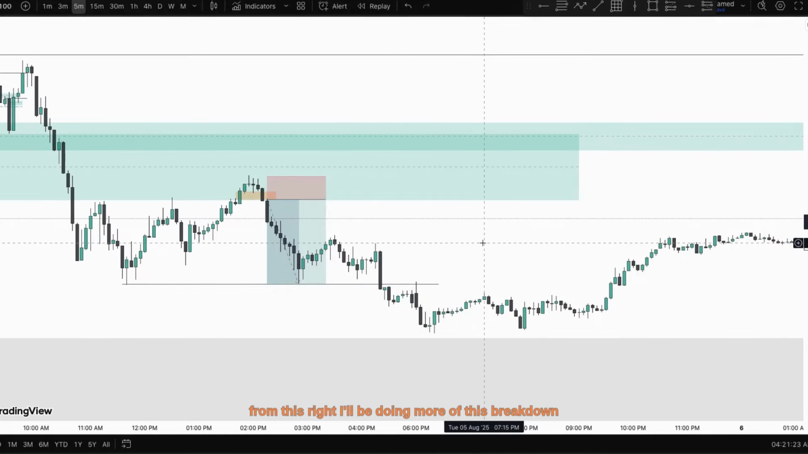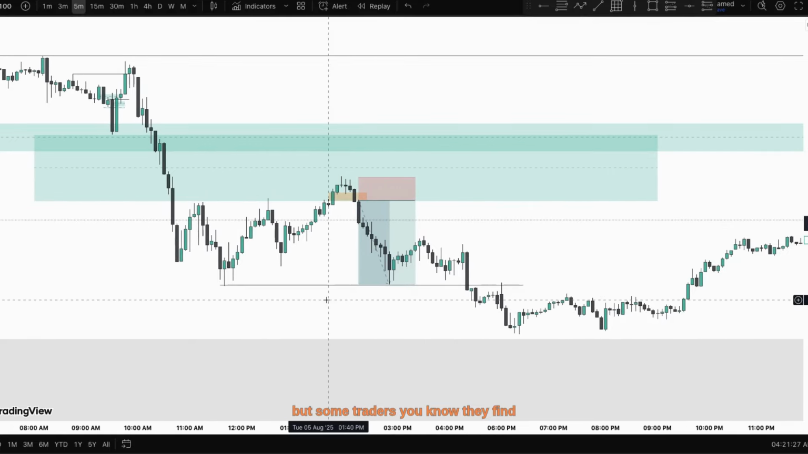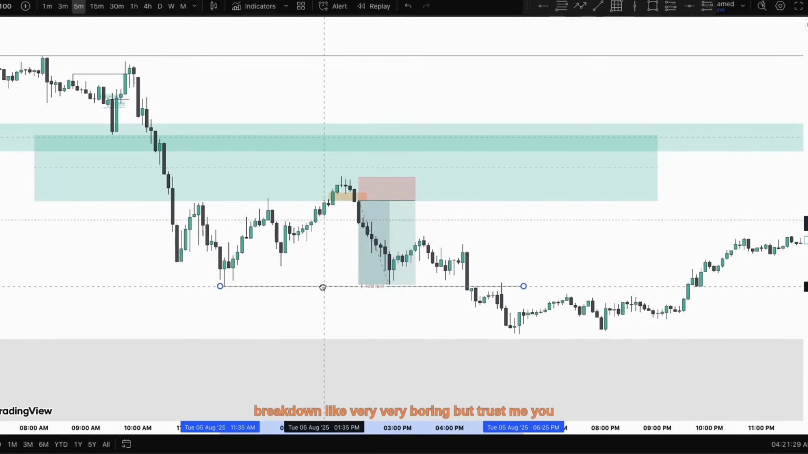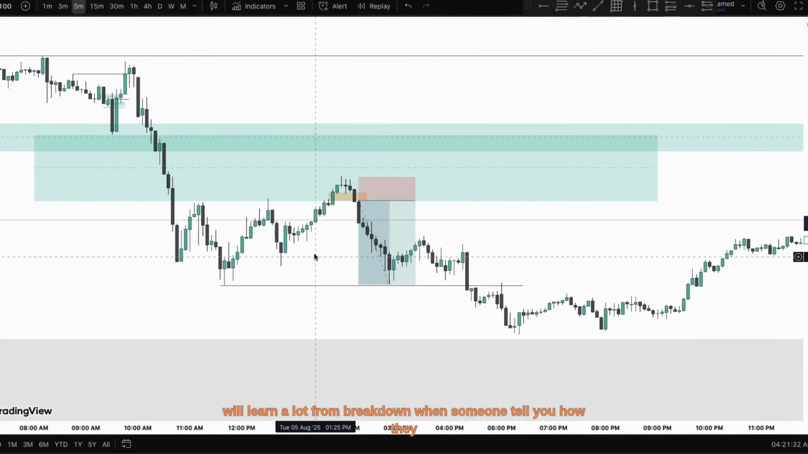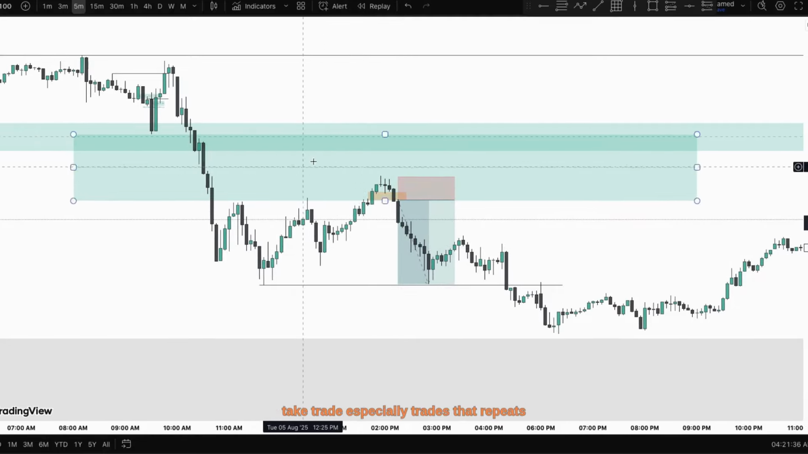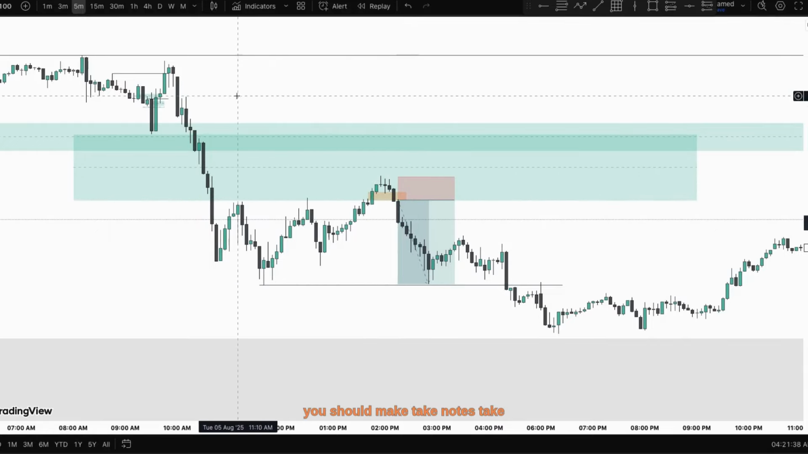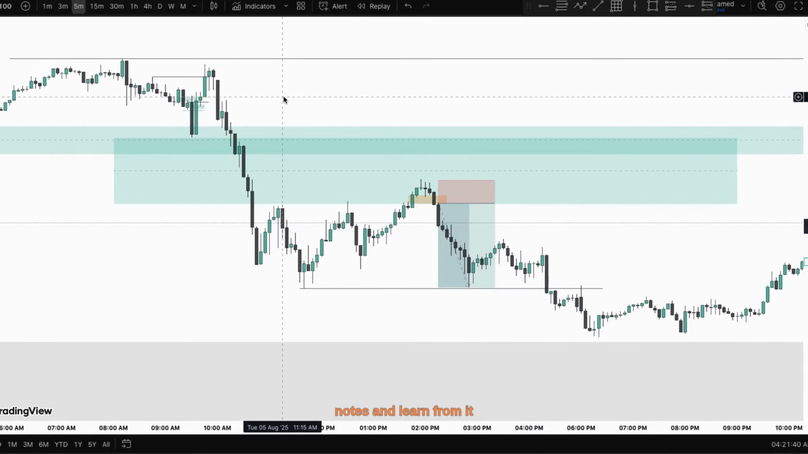I hope you guys learned from this, right? I'll be doing more of these breakdowns. But some traders find breakdowns very, very boring. But trust me, you will learn a lot from breakdowns. When someone tells you how they take a trade, especially trades that repeat, you should take notes and learn from it.